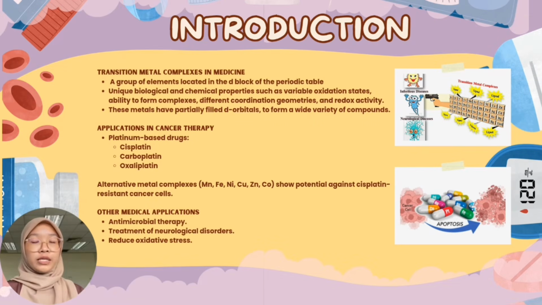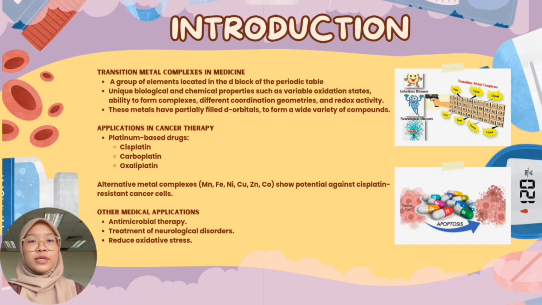What are transition metals? Transition metals are a group of elements located in the d-block of the periodic table and known for their unique biological and chemical properties such as variable oxidation state, ability to form complexes, different coordination geometries, and redox activities. These metals commonly exhibit variable oxidation states and have partially filled d orbitals, which allow them to form a wide variety of compounds. Transition metals play a crucial role in many industrial, biomedical science, and technological applications.